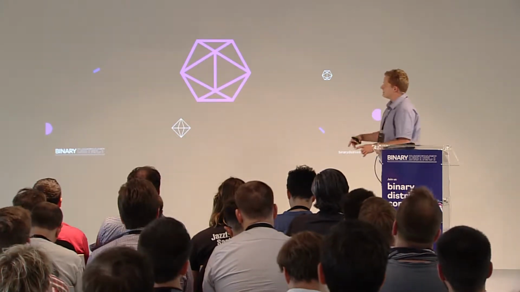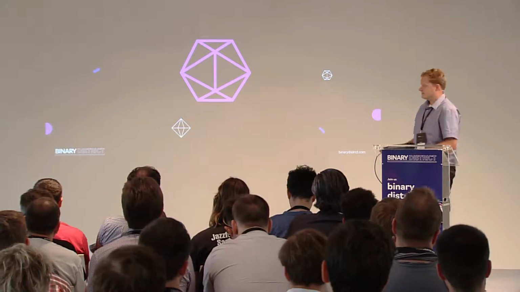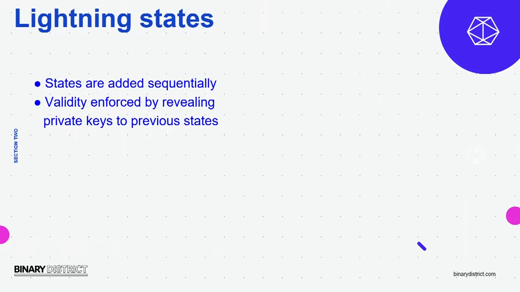So I'm going back again to Lightning Network and the state transactions in Lightning Network. So in Lightning, the states are added sequentially, and their validity is enforced by giving private keys away to previous states. So how that looks is like this. Alice and Bob have a channel together worth 10 Bitcoin. Alice has 1, Bob has 9.